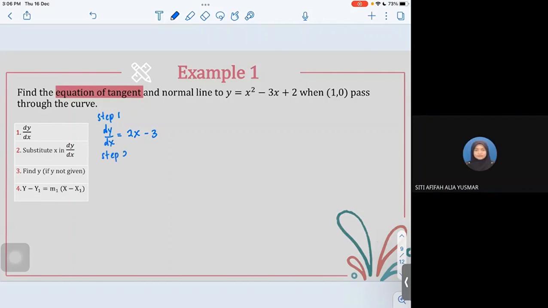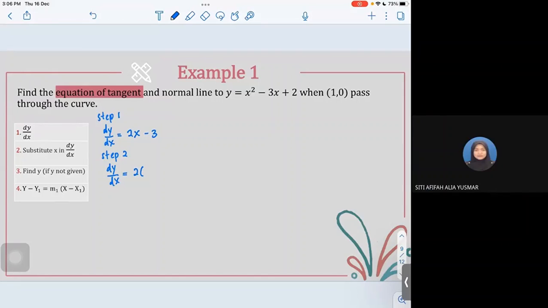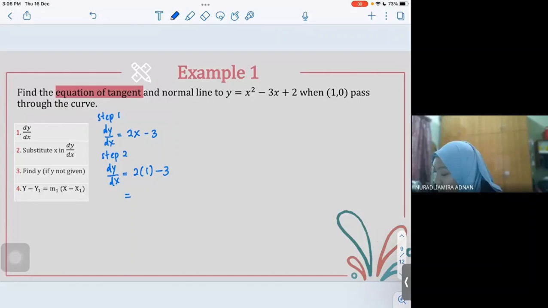Substitute x in dy over dx. So dy over dx is equal to 2 times 1 minus 3. What do you get for this question? Negative 1. Okay, dy over dx is actually the gradient for a tangent line, so I denote it as m1 equals negative 1.